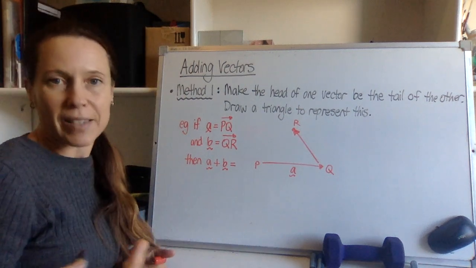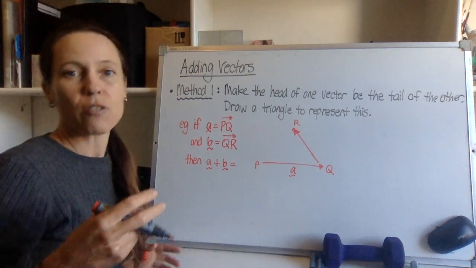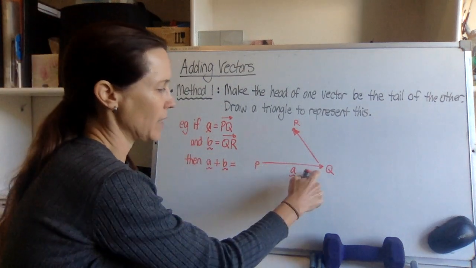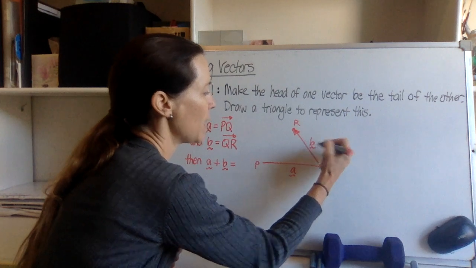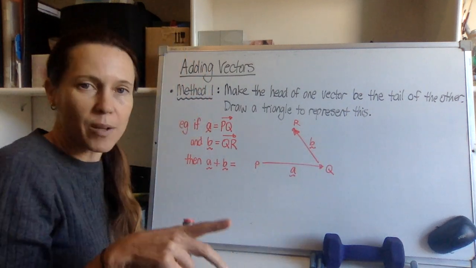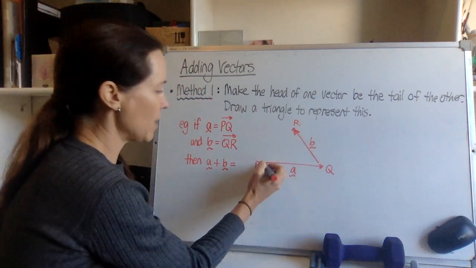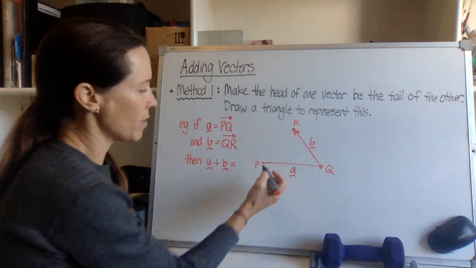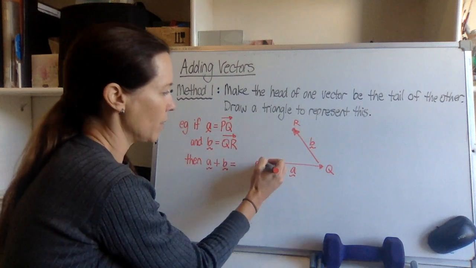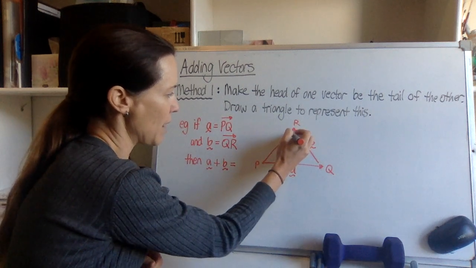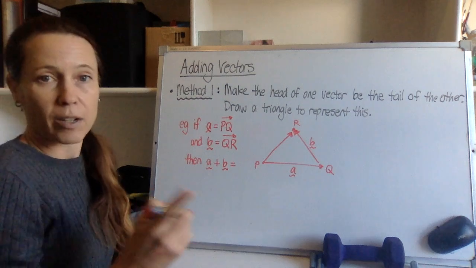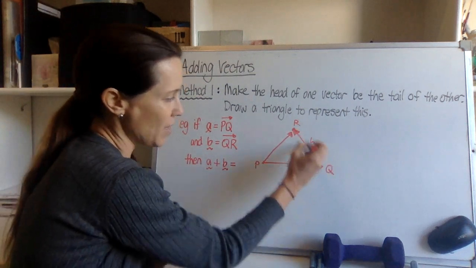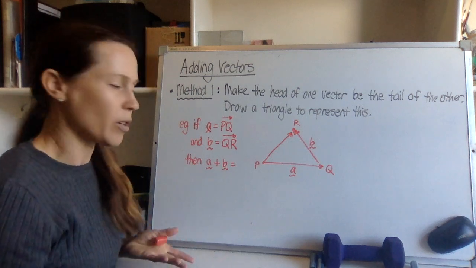Now, if I've been somewhere, and remember that vectors are literally like an instruction to go from one place to another, then if I've gone along vector A and then along vector B, and I look at where I am now, compared with where I began, I've actually started here and I've finished here. So the overall displacement is that I've gone from P to R. So I've actually gone from there to there. And I can say that I could get from P to R two ways. I could just go here, or I could go there and then there. They're going to be the same total effect.